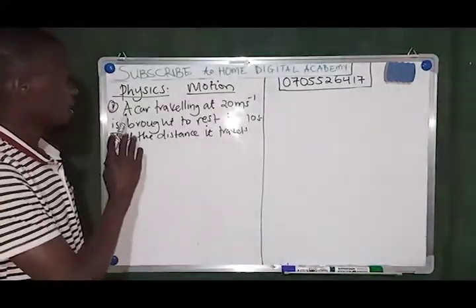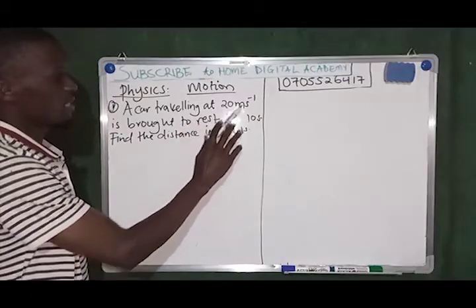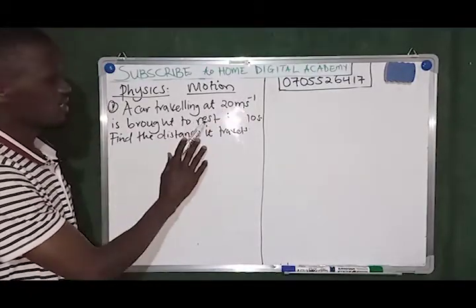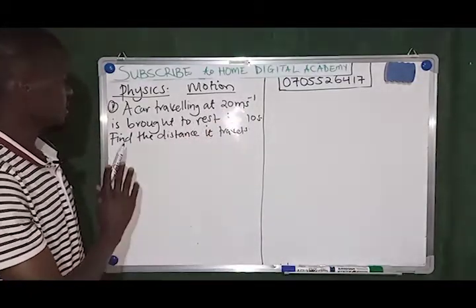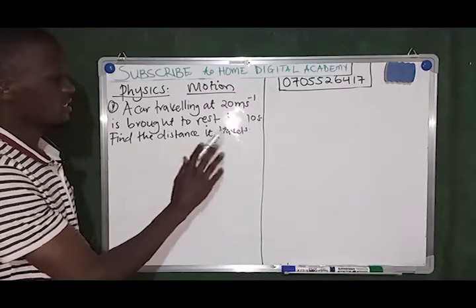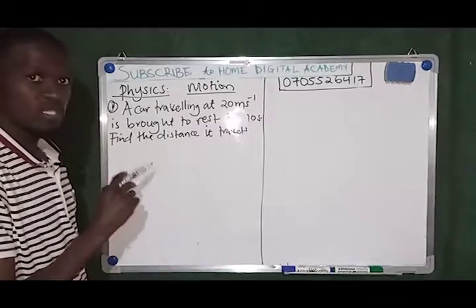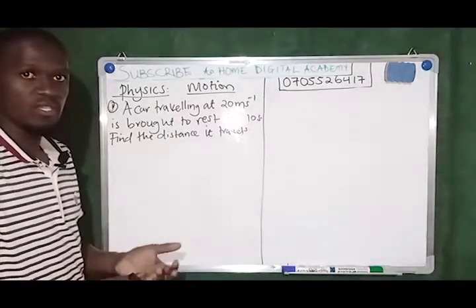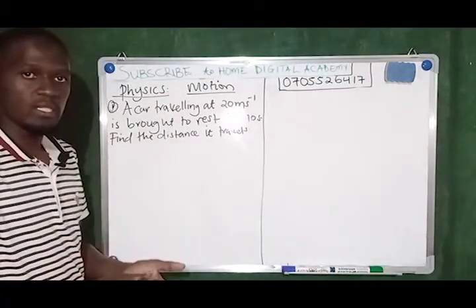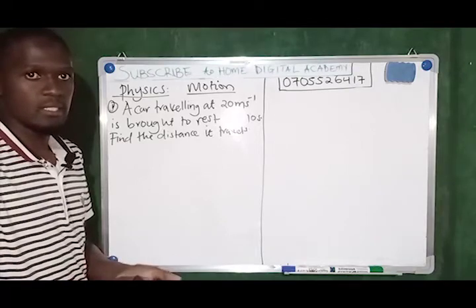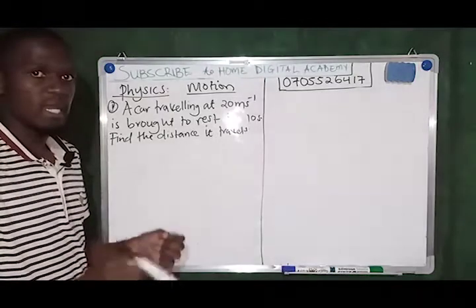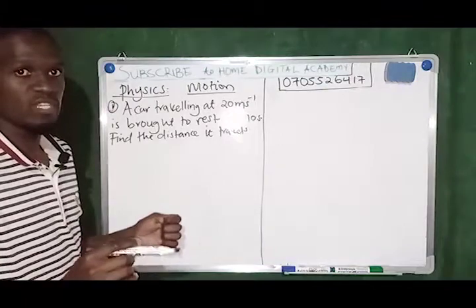Now, a car traveling at 20 meters per second is brought to rest in 10 seconds. Find the distance it travels. Before doing this number, you must know initial velocity, final velocity, the time, the distance, and you must know the other three equations of linear motion.